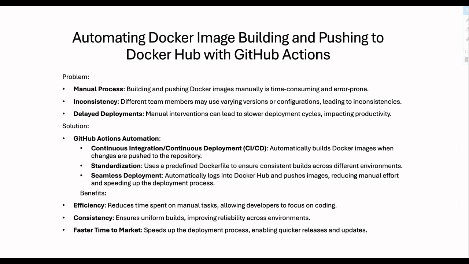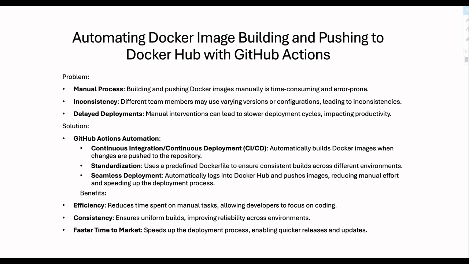In this video, we are going to talk about automating Docker image building and pushing to Docker Hub with GitHub Actions. Let's start by addressing the problem. In many development environments, the process of building and pushing Docker images is often manual. This can be incredibly time consuming and prone to human error. Additionally, when different team members manually build images, inconsistencies can arise, leading to discrepancies in environments. Ultimately, this manual approach can delay deployments, impacting overall productivity.